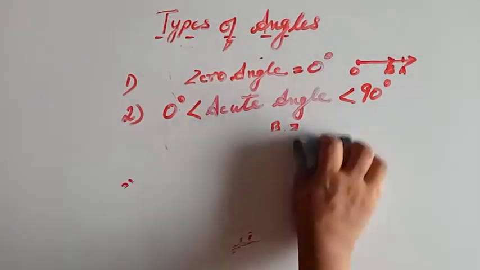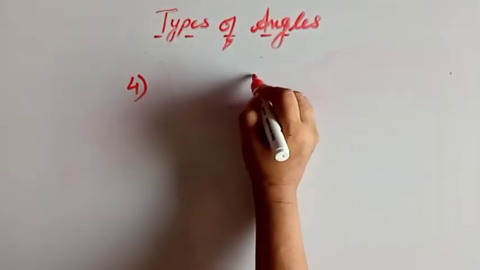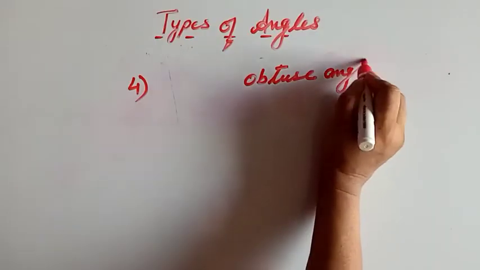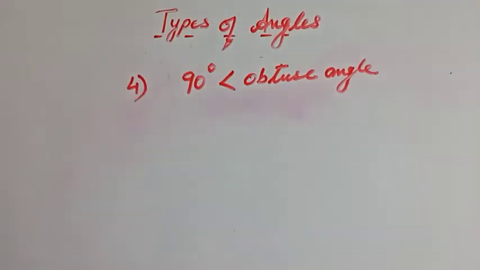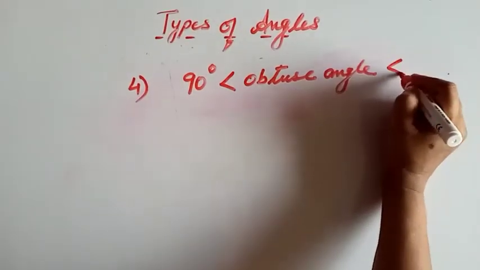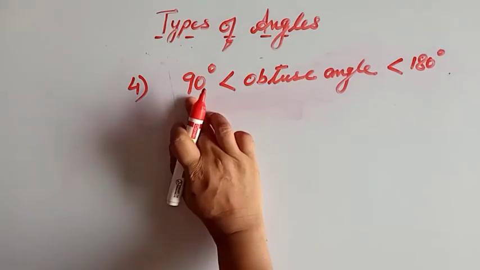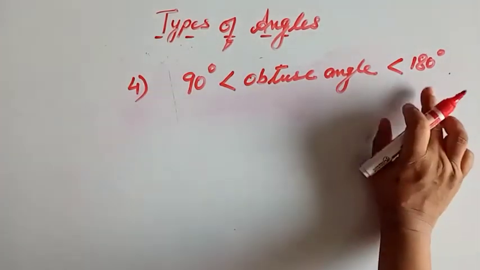Now the fourth one is obtuse angle. Obtuse angle is always greater than 0 degree, but it is always less than 180 degree. Greater than 90 degree, and obtuse angle is always greater than 90 degree but less than 180 degree.